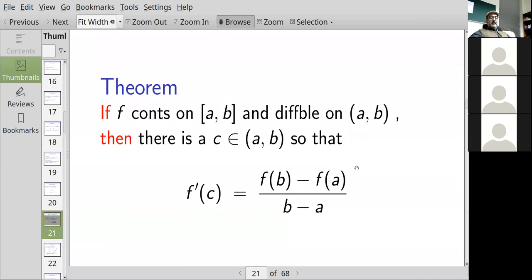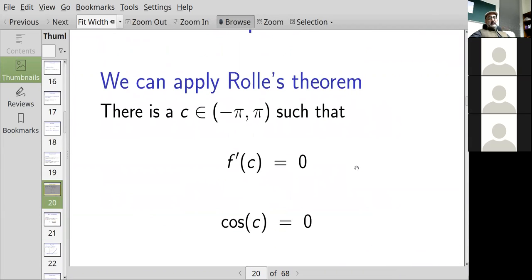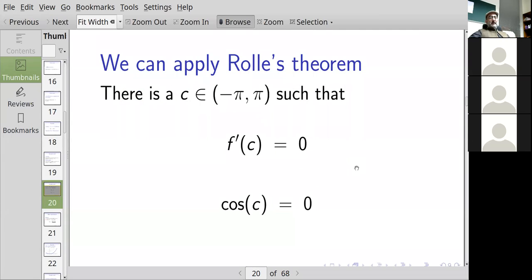Sir, so wouldn't the C be at 0 because minus pi and pi are open intervals, and we have to find a point in that open interval that has a derivative equal to 0? The thing is that in general, you will not be able to work out where C is. You just know that something exists in the open interval, but you don't know exactly where, unless you have a very simple function to work with.